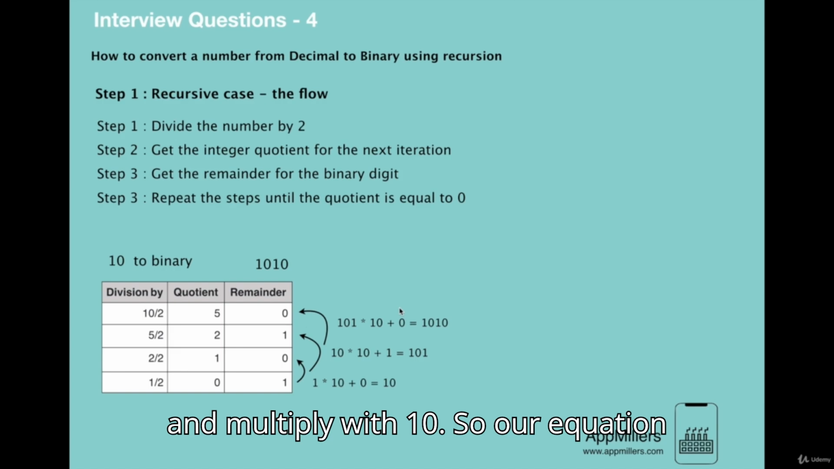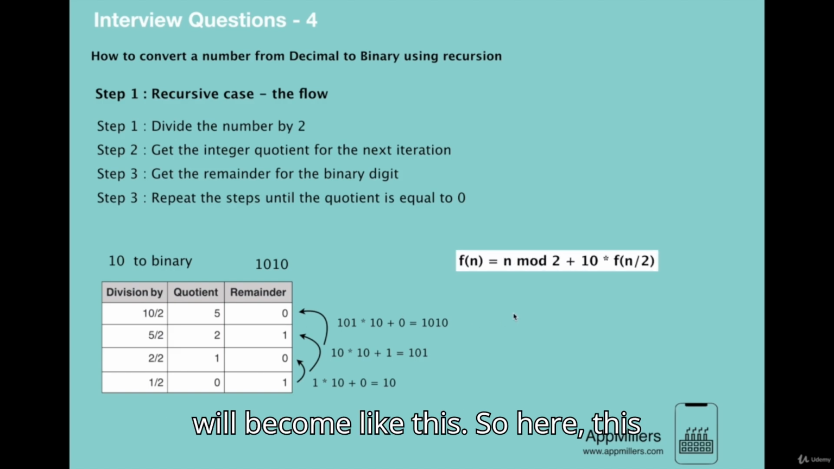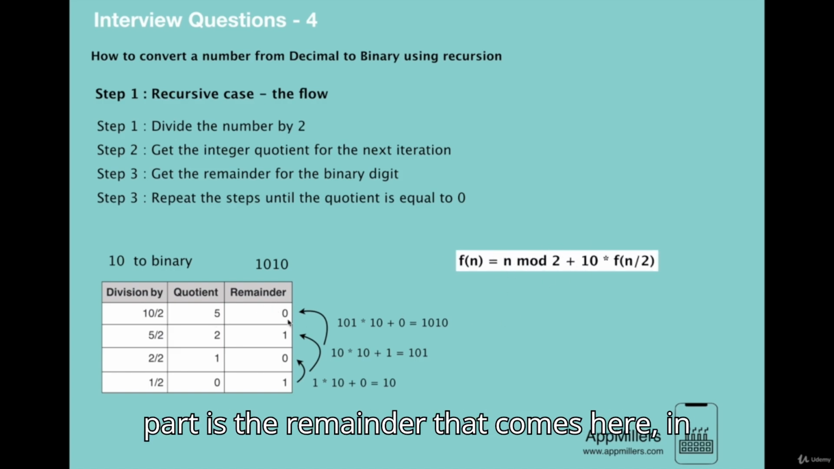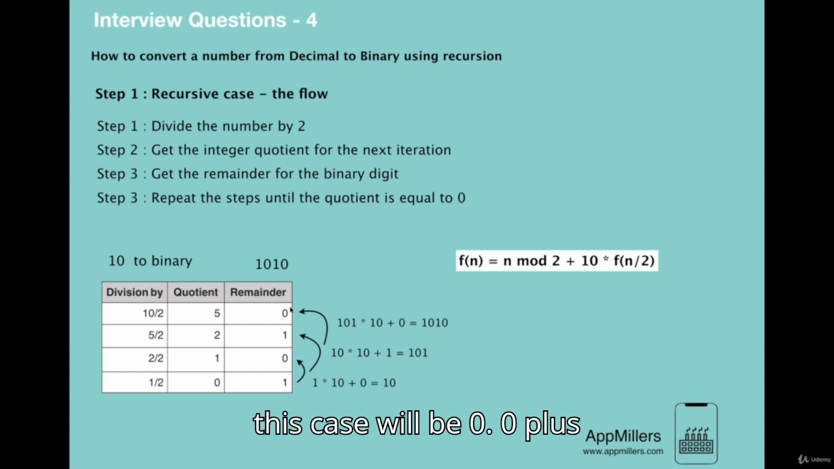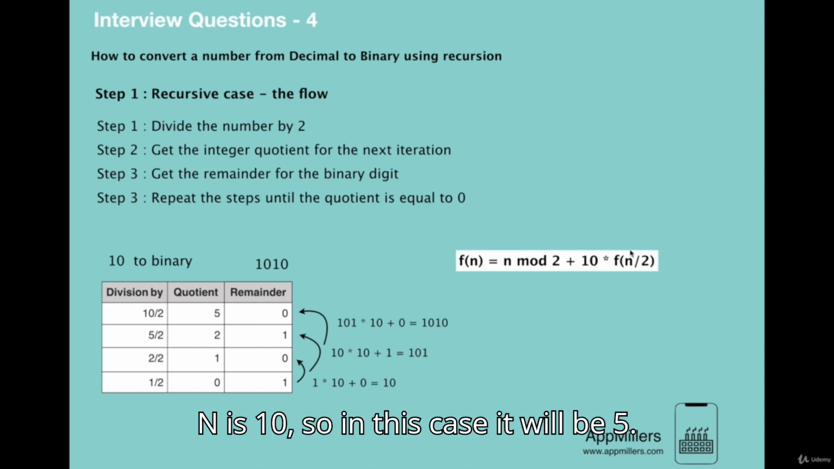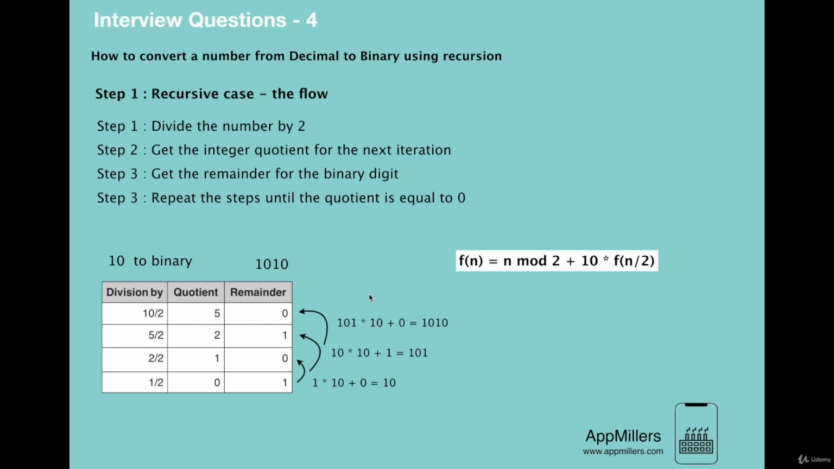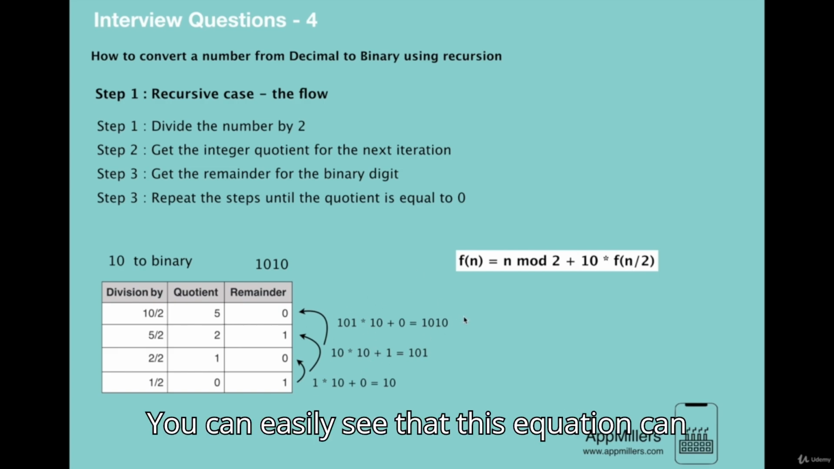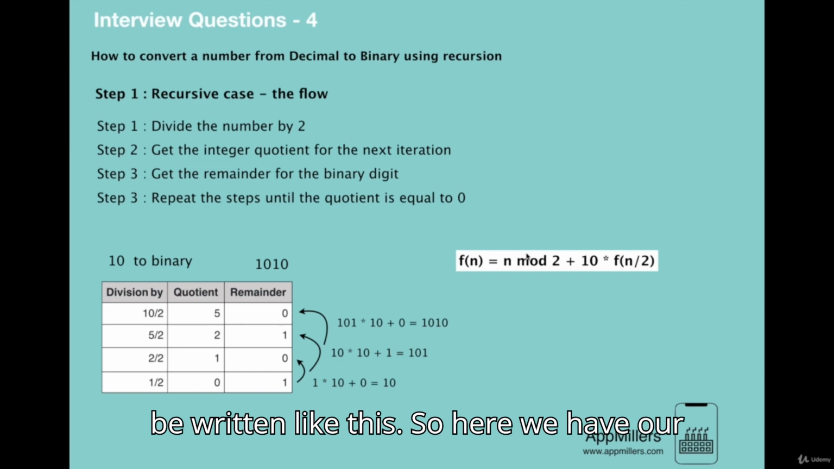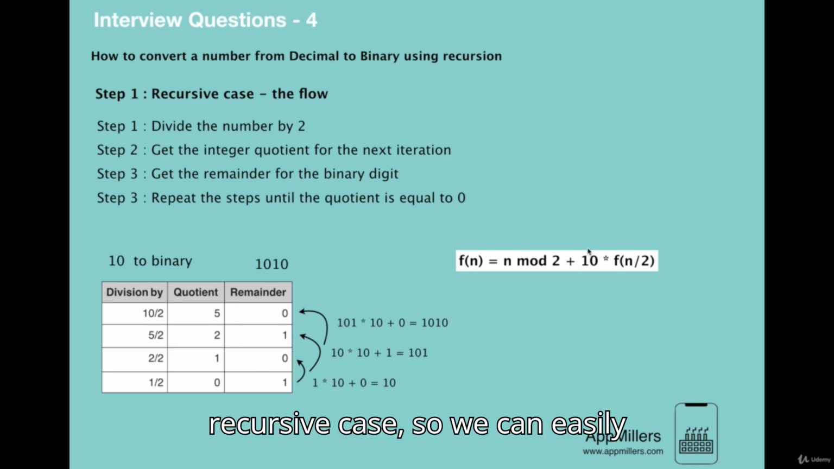So our equation will become like this. Here, this part is the remainder, which in this case will be 0. 0 plus 10 multiplied by f(n divided by 2), which in this case is 5. N is 10, so in this case it will be 5. You can easily see that this equation can be written like this. So here we have our recursive case.